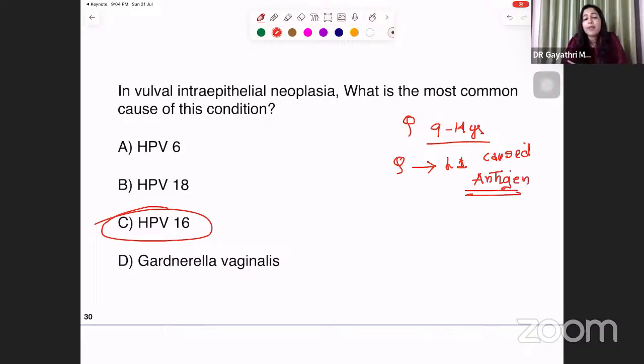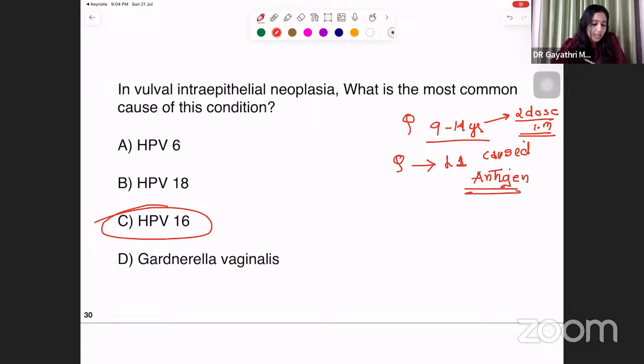What is the dose of the vaccine? If you are giving between 9 to 14 years, you have to give 2 doses, as intramuscular injection. If you are giving beyond 14 years, you require to give 3 doses as intramuscular injection. Cervarix is bivalent, Gardasil is quadrivalent, Gardasil 9 is the nonavalent vaccine. Gardnerella vaginalis is implicated with bacterial vaginosis.